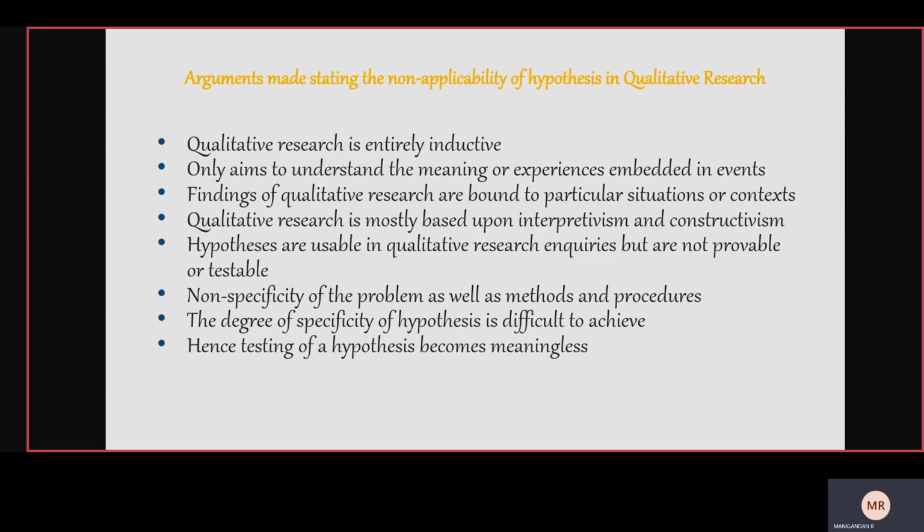Next is the non-specificity of the problem as well as methods and procedures. We are not able to specify what the particular problem is, or what particular method you are going to use in the research, so it cannot be specified. And the degree of specificity of hypothesis is difficult to achieve. Definitely, in quantitative research you need to give each and every narration and measurable point to your target audience. But in qualitative research, you cannot specify the hypothesis to achieve something. Hence, the testing of hypothesis becomes meaningless in qualitative research.